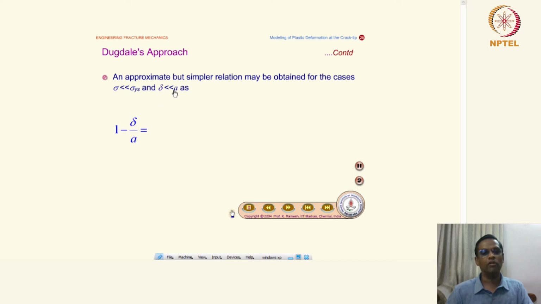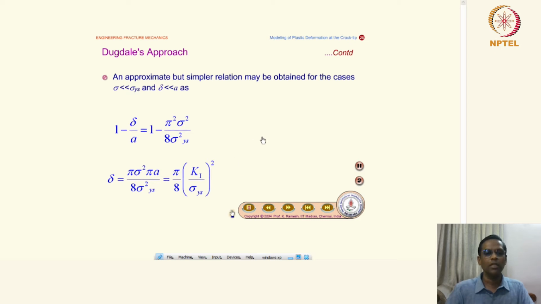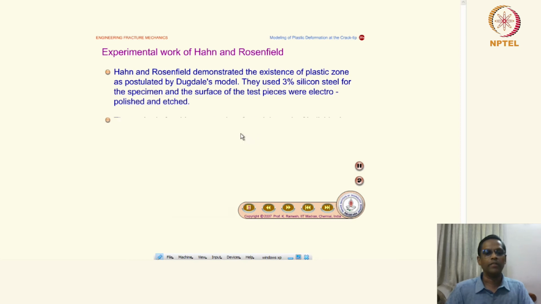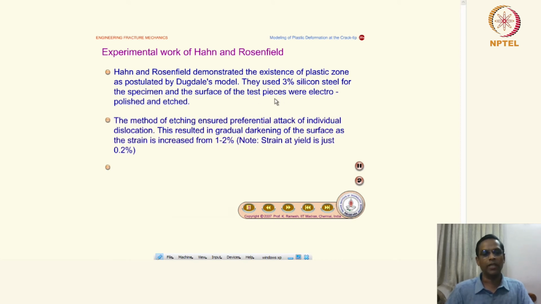Then again you consider that delta is far less than a, and then you can rewrite that expression like this: 1 minus delta by a is equal to 1 minus pi square sigma square by 8 sigma ys square. So then we get an expression for delta like this, which is pi by 8 into K1 divided by sigma ys, whole square. So now we can use this and then try to estimate through the experiments.